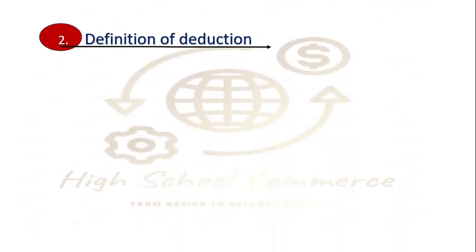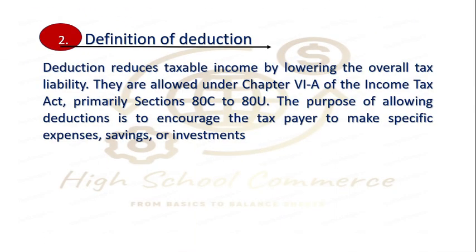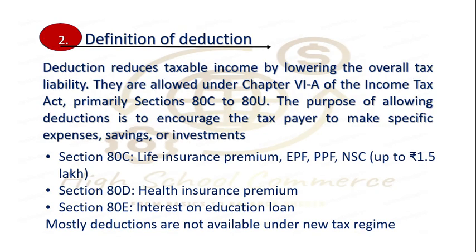Now coming to the second part, which is deduction. Deduction means there are certain expenditures, savings or investments the government wants the taxpayer to make to secure their future and to strengthen the economy. Once an assessee makes those expenses, savings or investments, the government allows them to take advantage while paying taxes. How? Because the government allows them to deduct it from their gross salary. For example, life insurance premium.